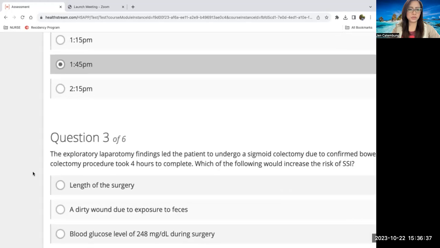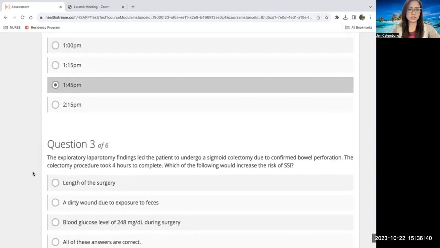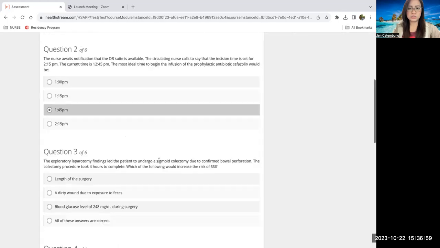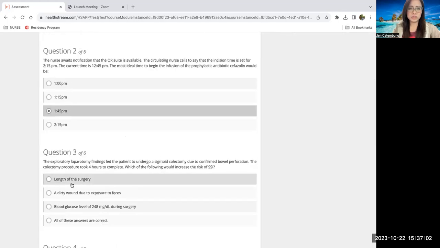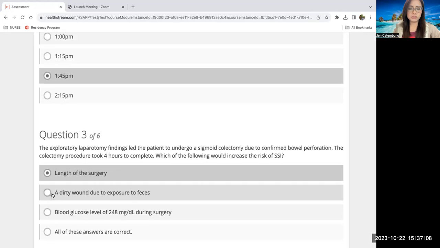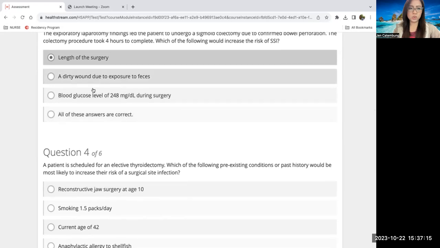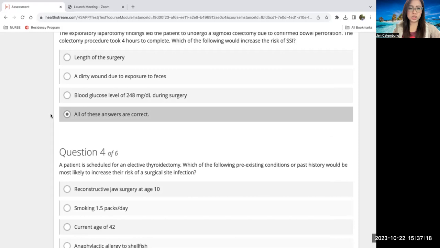Not sure. The exploratory laparotomy findings led the patient to undergo a sigmoid colectomy. Oh no, due to confirmed bowel perforation. The colectomy procedure took 4 hours to complete. Which of the following would increase the risk of SSI infection? Length of the surgery, dirty wound due to exposure to feces, blood glucose level of 48 milligram per deciliter during surgery. All of these answers are correct. Oh, all of it. Oh no.